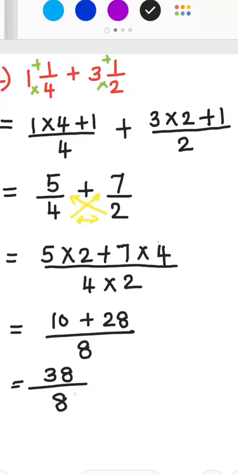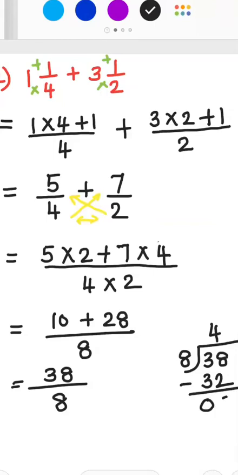Now this is my answer, but still I cannot write this as my final answer because the question is in mixed fraction form. So let's convert this particular improper fraction into a mixed fraction. So for that you need to just divide 38 by 8. So 8, how many times closer to 38? I'll say 8 4s are 32. So here my answer is 6.